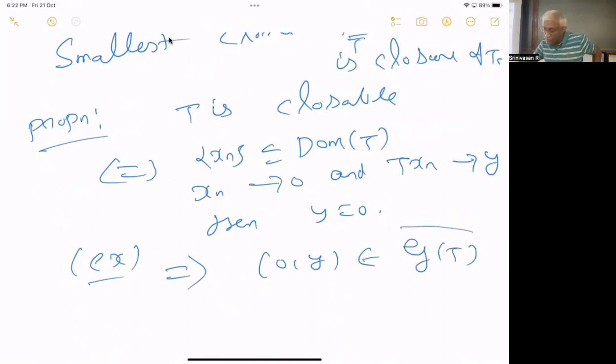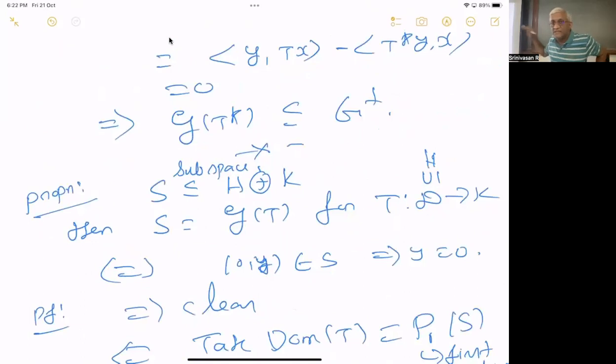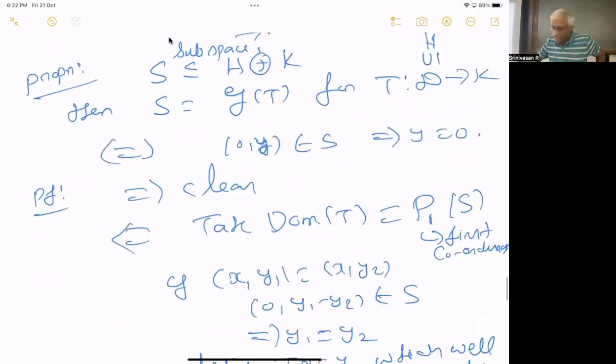But you are saying that it is closable. Closable means this is equal to the graph of some T closure for some operator. So this implies Y equal to 0 by the condition we have just written. If something is the graph of an operator, and (0, Y) is in that set, then it is like this.